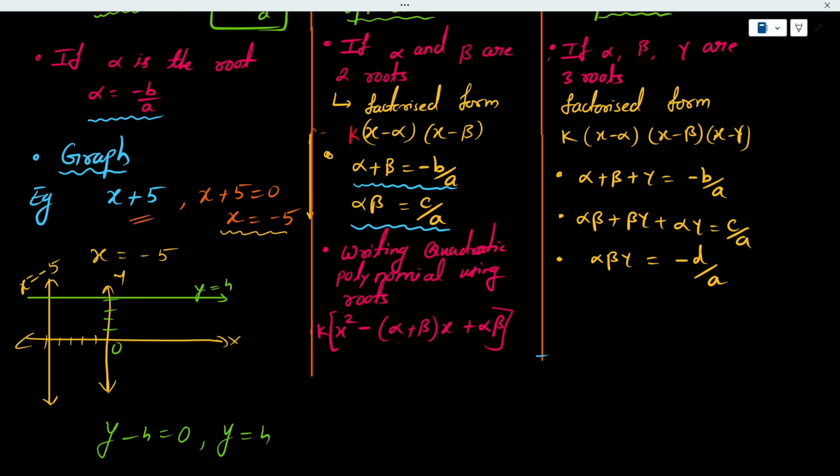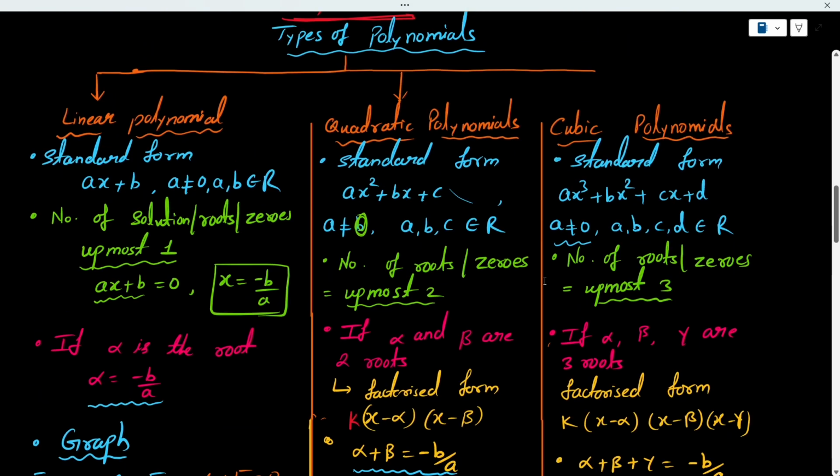This is x equals or y equals any vertical line or horizontal line, which is parallel to the x or y-axis. It's always about linear polynomial. Then after that, what is the meaning of quadratic polynomial?